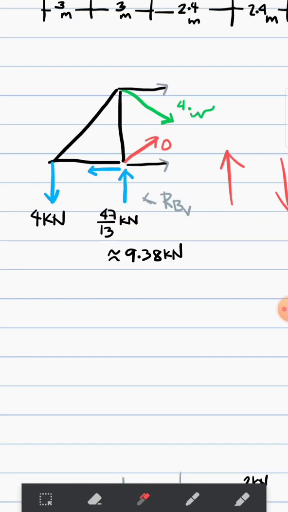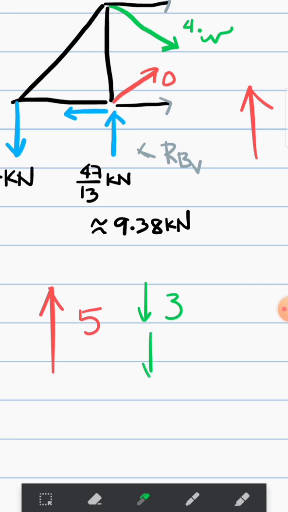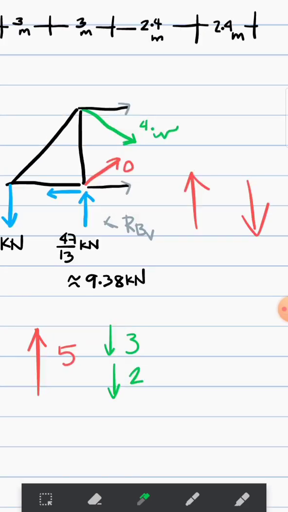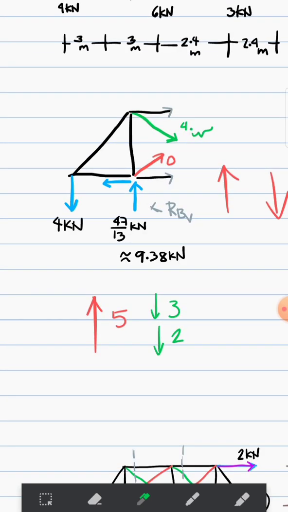For example, if we have 5 kilonewtons upwards and only 3 kilonewtons downwards, then for that to be in equilibrium, we must add 2 kilonewtons downwards, right? That's the same idea we have here. We have an upward force of 9.38 kilonewtons and a downward force of 4 kilonewtons. Then the net force must be 4 point something upwards. The resultant is upwards.